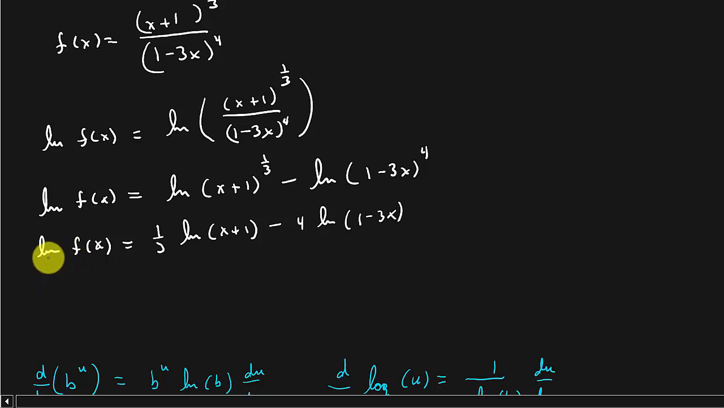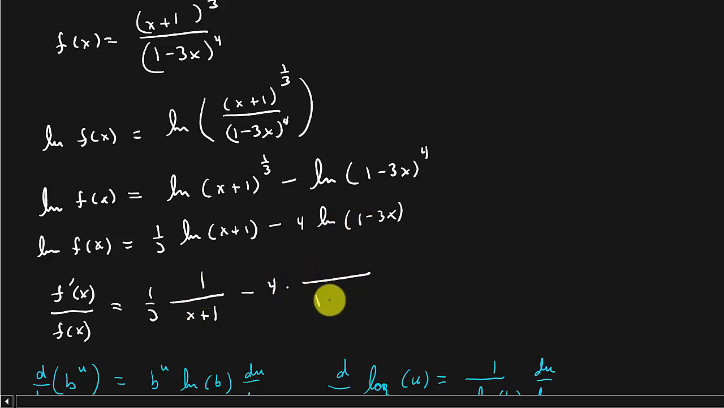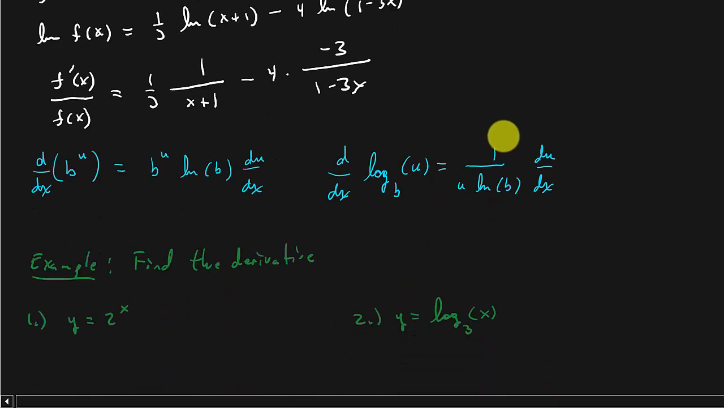So what's the derivative of natural log? Well, whatever you're taking the natural log of goes in the denominator, and the derivative of it goes in the numerator. And then this is going to be 1/3. What's the derivative of x plus 1? 1. And then that's 4 times, and then we've got 1 minus 3x. What's the derivative of 1 minus 3x? Negative 3.